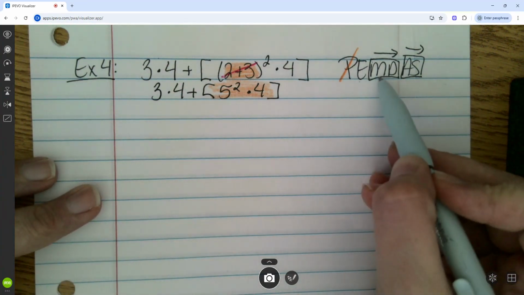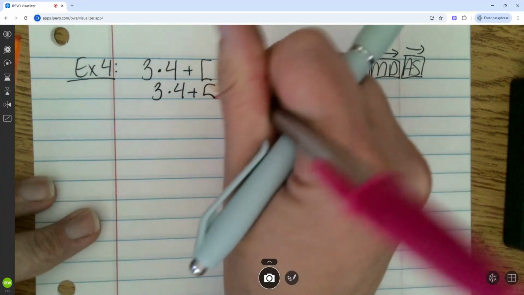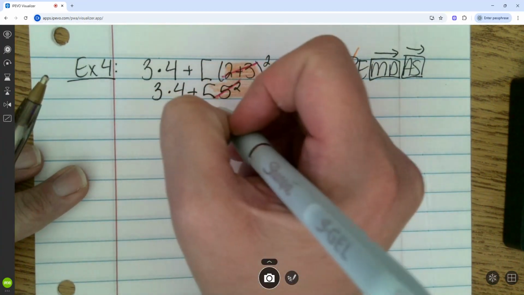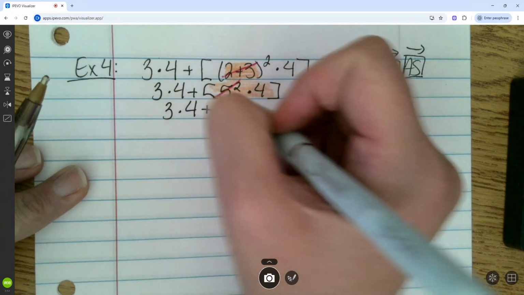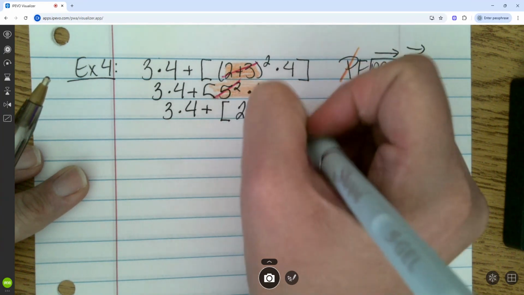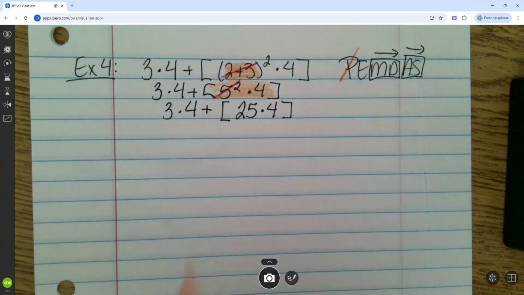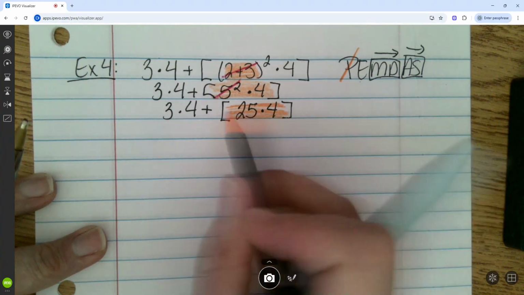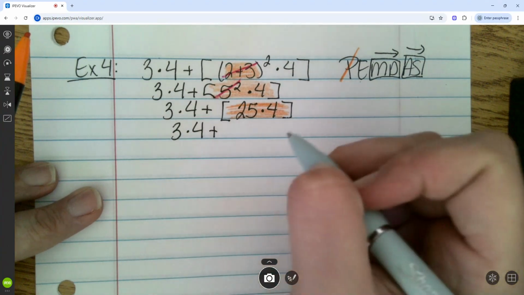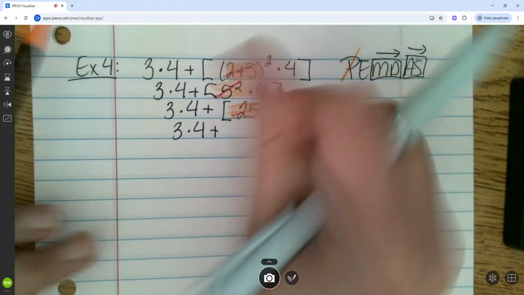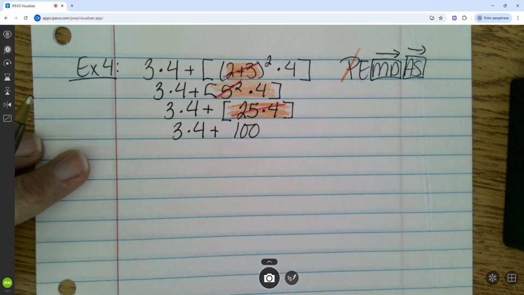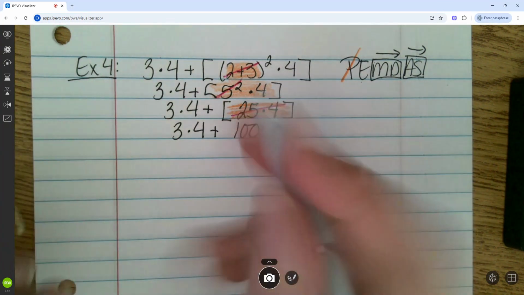So exponents come before multiplying. Remember, slow down and expand that out if you tend to make silly mistakes on exponents. That is not 5 times 2, it's 5 times 5. Repeated multiplication. Okay, I still have grouping symbols, so that's my focus. Copy everything else on the outside, and 25 times 4 is 100. Now I can drop my brackets because I'm down to one term on the inside.